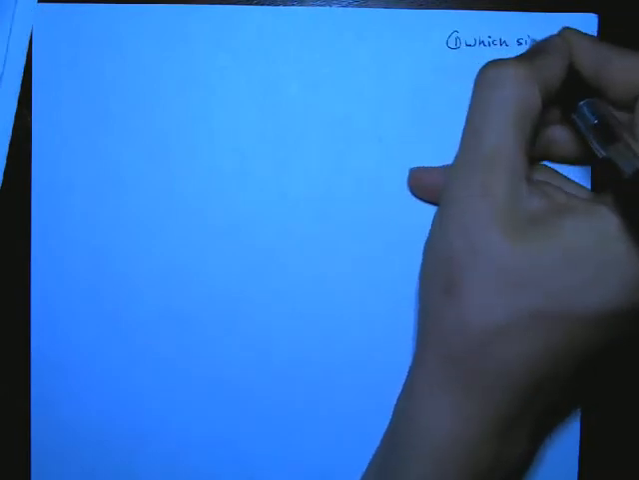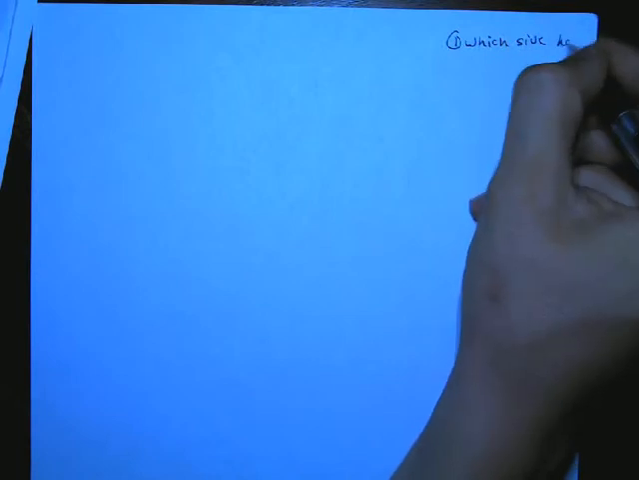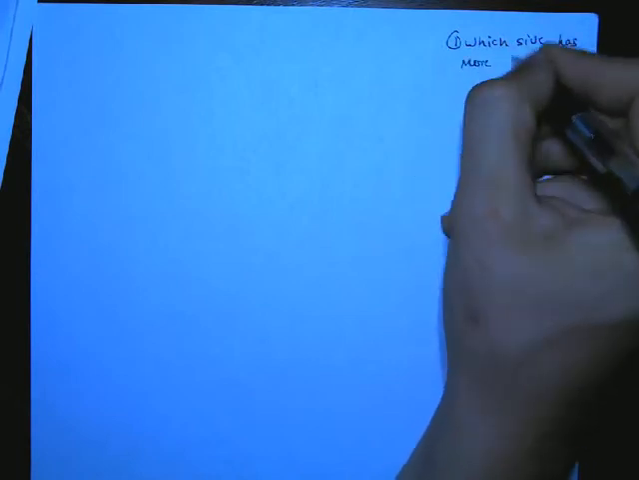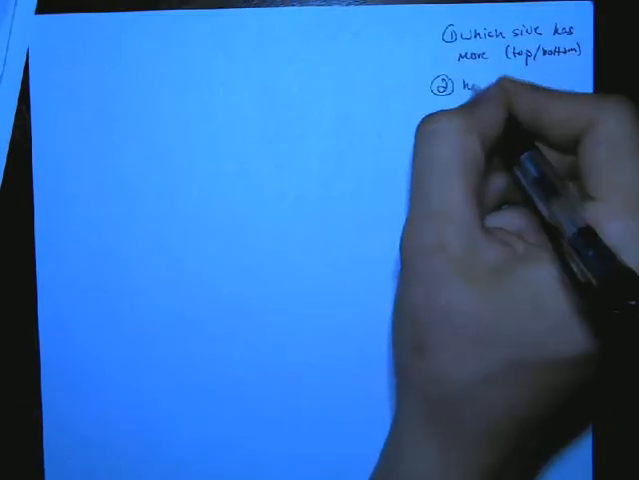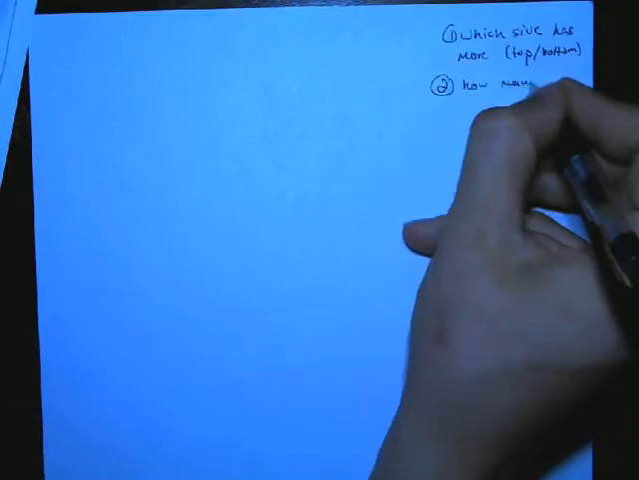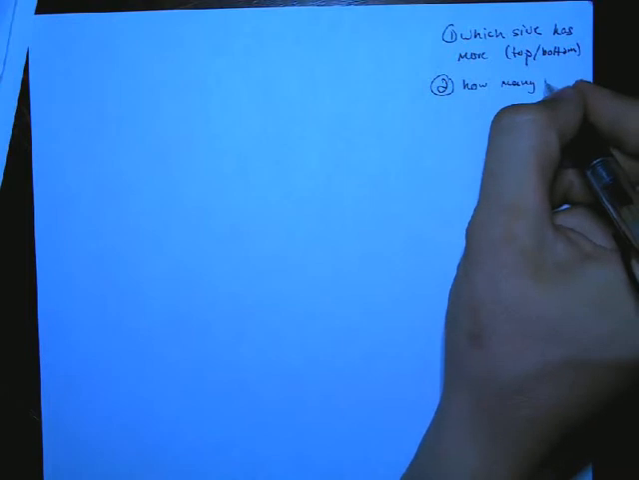All right, let's talk monomial division. And when we talk monomial division, we're going to talk two questions. Question one, which side has more? Top and bottom. And this is top and bottom. And then our second question, how many more? I will explain that here in just a second. How many more? All right.